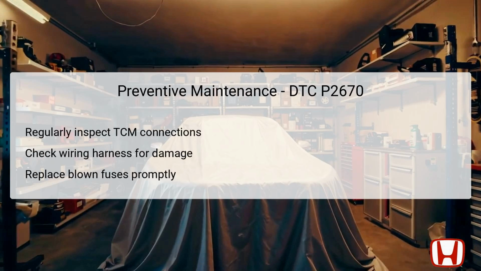To minimize the likelihood of encountering DTC P2670 in the future, engaging in regular preventive maintenance is vital. Firstly, routinely inspect the connections to the transmission control module, ensuring they are clean and secure, as poor connections can lead to voltage issues. Additionally, checking the wiring harness for any signs of wear, fraying, or physical damage can catch potential issues before they cause significant problems.